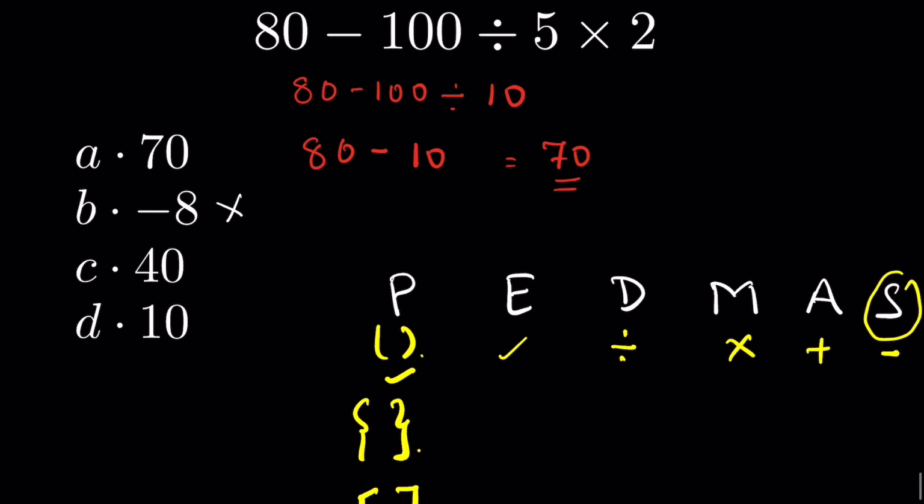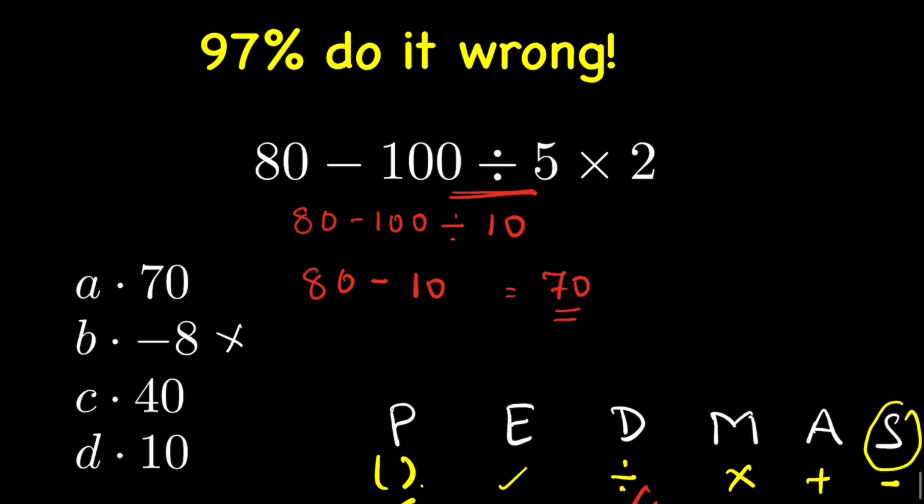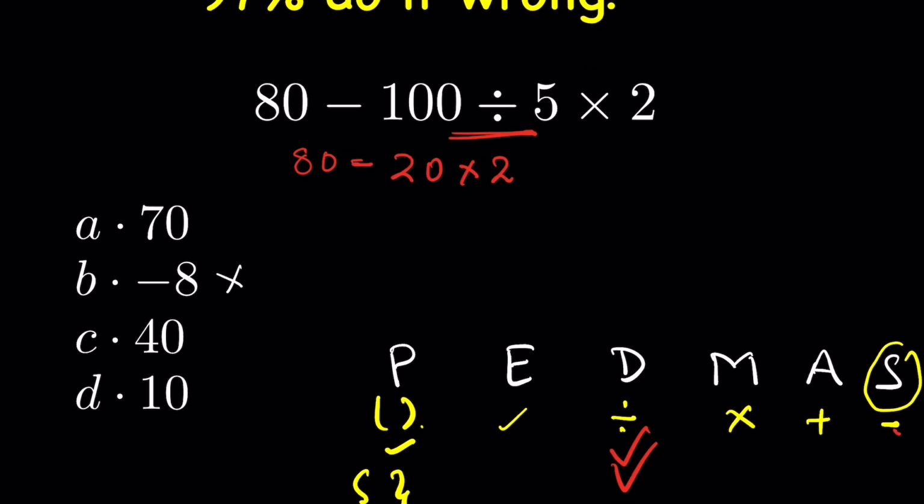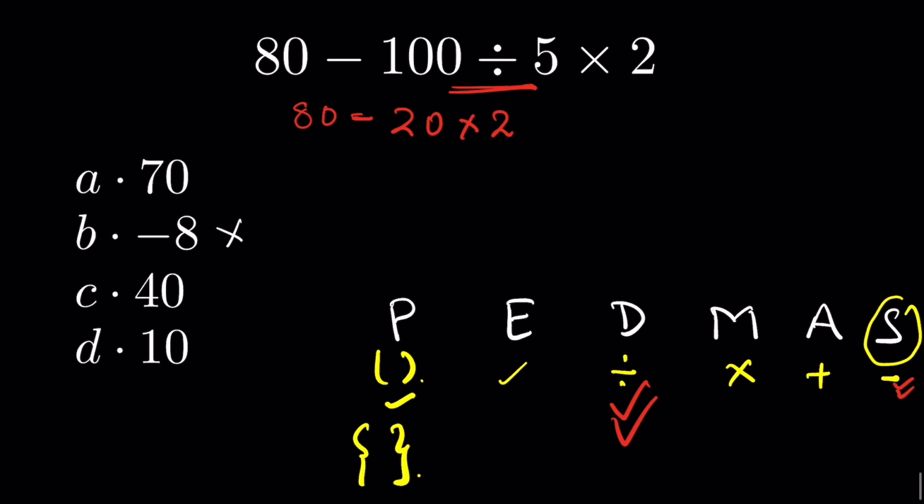But what if you follow Pedmas, in which D is written first? In that case, you will have to do the division first. So what you will do, 80 minus 100, then 100 divided by 5 will be 20. So you write 20, then times 2. Now subtraction will be at the end. Before subtraction, we will have to do multiplication. So 20 times 2 is 40. Now 80 minus 40 is 40.